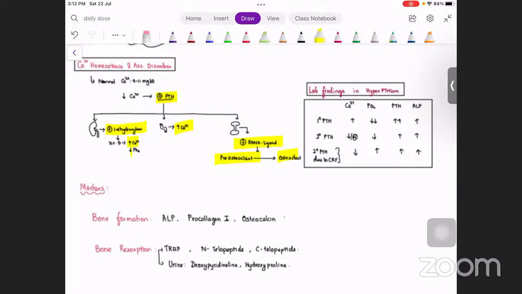Okay, now we have markers for this calcium homeostasis and associated disorders. Speaking about the markers, the bone formation markers are ALP, procollagen 1, and osteocalcin. While the bone resorption ones are TRAP, N-telopeptide, C-telopeptide, and the urinary markers are deoxypyridinoline and hydroxyproline.